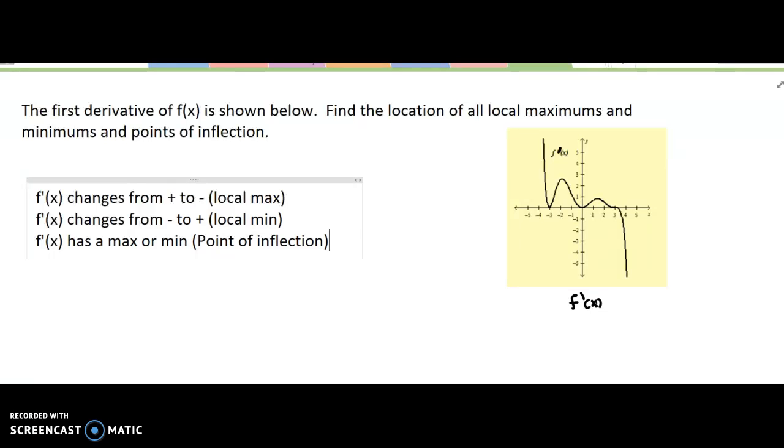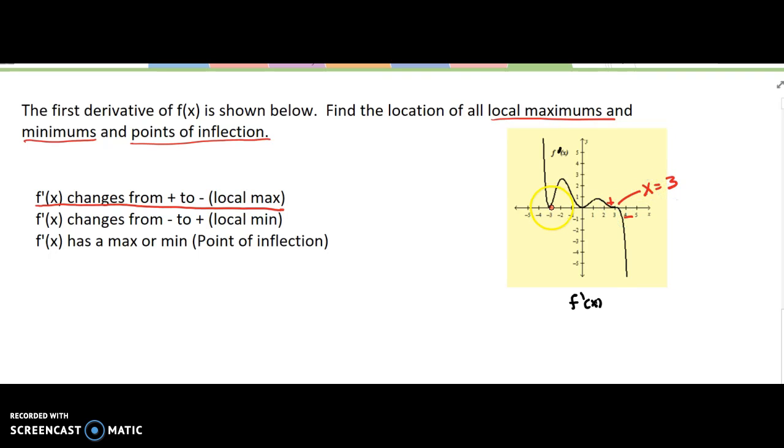In this problem, you've been asked for the location of maximums, minimums, and points of inflection. So our definitions come in handy. The derivative is changing from positive to negative at x equals 3. Then I have several bounces where the derivative equals 0 but does not change signs. Those bounces are not maxes or mins, so we only have a max at x equals 3. There are no mins.